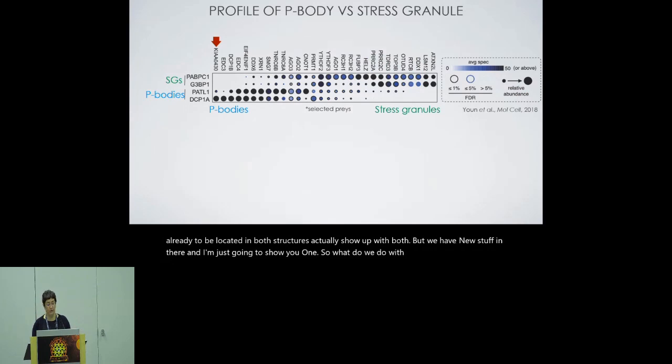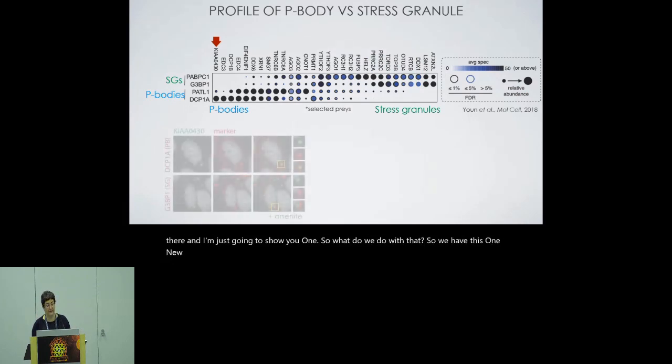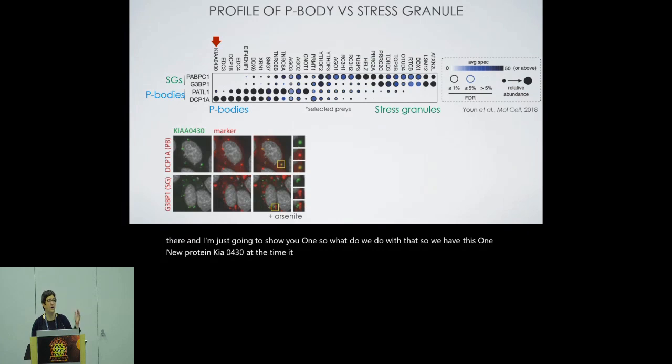So we have this one new protein, KIAA0430. At the time, it was not known. Then we ended up cloning them and putting them into an expression vector to do microscopy. So we validate by microscopy that the prediction is actually consistent, and we do that for everything. And I believe this is the last microscopy image I'm going to show you. We get about 80% validation of our predictions overall with microscopy.